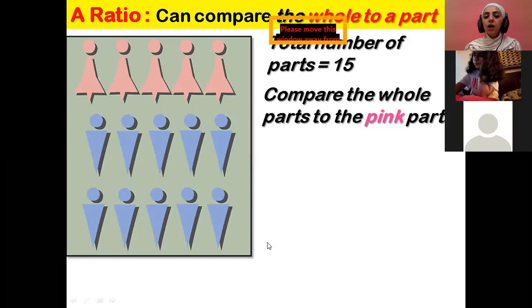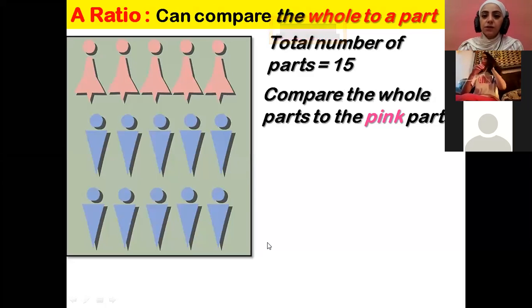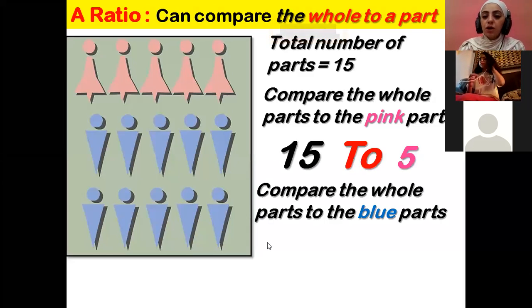We are using the same numbers, 5 and 15, but there is a big difference, Lean, between 5 to 15 and 15 to 5. The ordering in ratios is very important. It doesn't matter as numbers, but it does matter as ordering. So compare the whole parts to the blue parts. Yes, Amira?